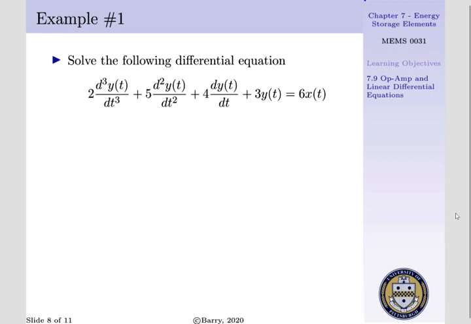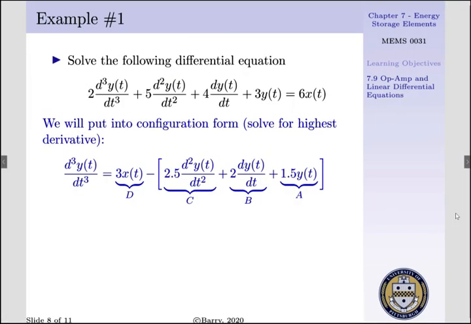Let us consider example 1, where we want to solve the following differential equation. We have 2 times the third derivative of y with respect to t, plus 5 times the second derivative of y with respect to t, plus 4 times the first derivative of y with respect to t, plus 3y(t) is equal to 6x(t).